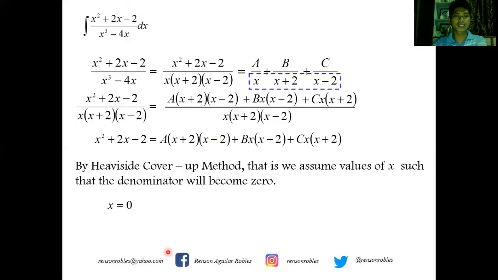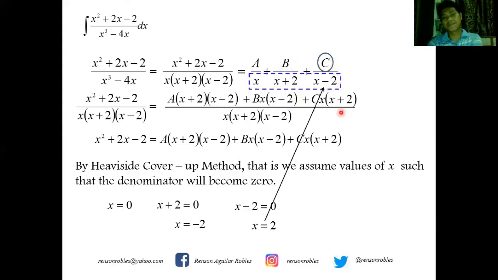So for x, we let x equal 0. For x plus 2, we let it be 0, so x equals negative 2. And then for x minus 2, we let it be 0, so x equals 2. So you notice that when this becomes 0, we can look for the value of A. When this becomes 0, we can look for the value of B. And when x minus 2 becomes 0, we can solve for the value of C. Okay, we remember this: x equals 0, x equals negative 2, and x equals 2.